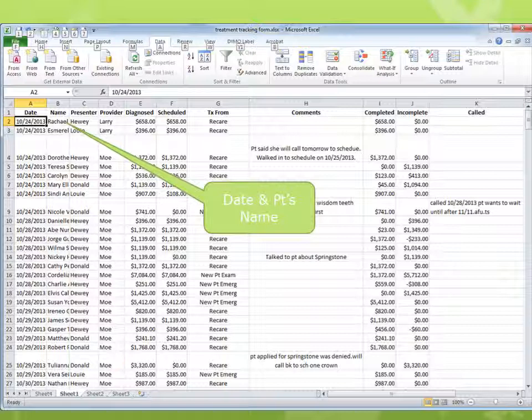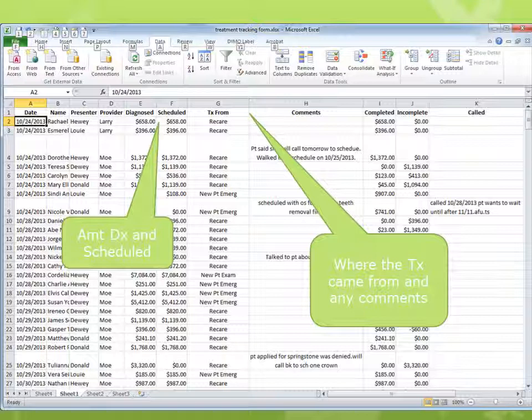So here's what we're going to do. Back to our spreadsheet, we're going to enter the date and the patient's first and last name. Now I've narrowed the column there so you can't see the patient's first and last name, but you do want to enter them. You're going to enter the presenter and the provider. The provider's the dentist. You're going to enter the amount diagnosed and the amount scheduled.